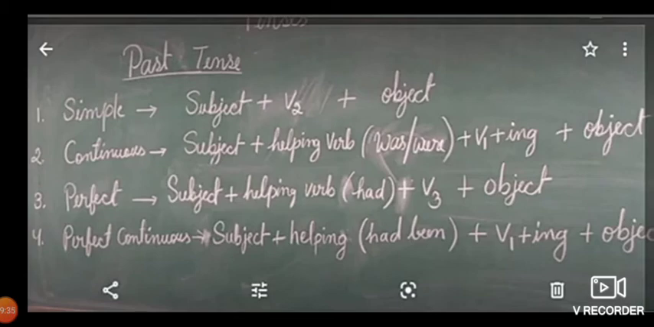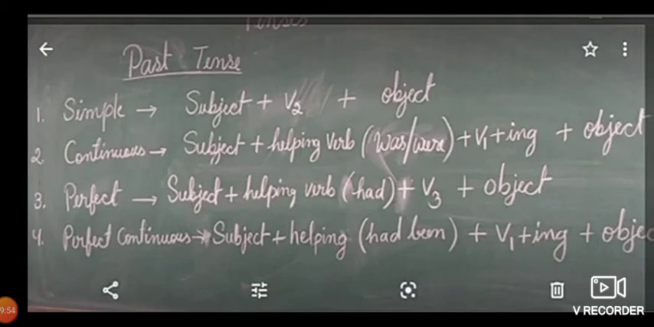Now the third one, that is perfect. The formula is subject plus helping verb had plus third form of the verb plus object. Now that becomes she had written a letter.